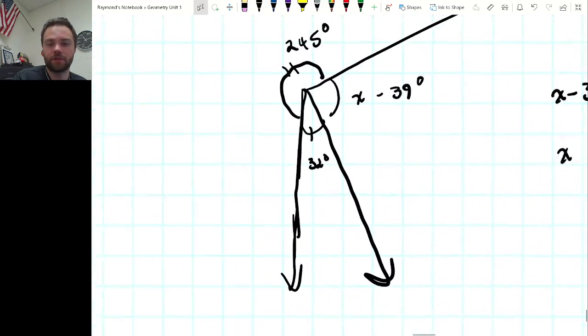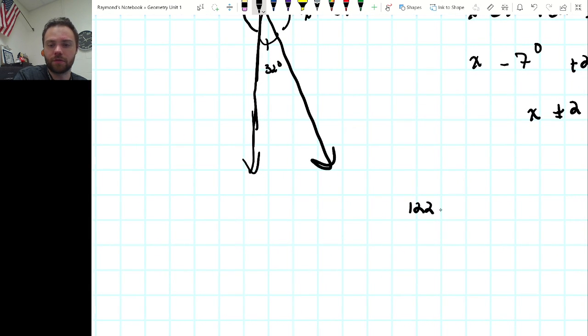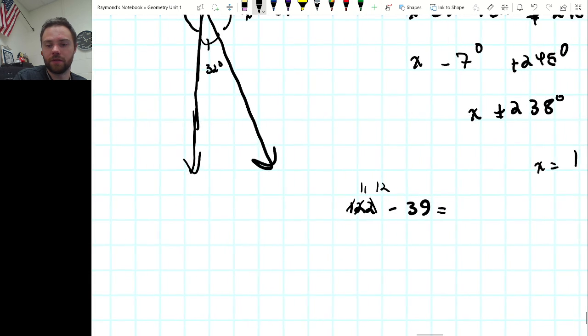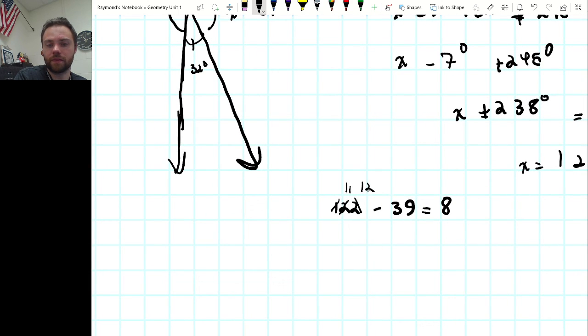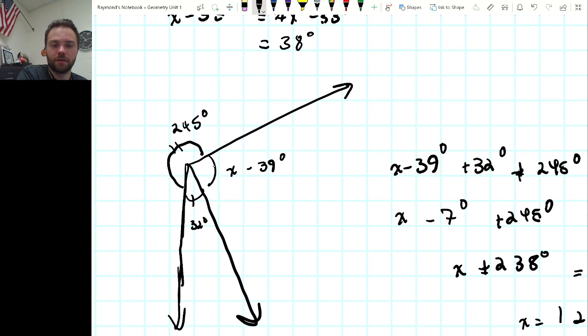And then I can find this degree measure and then I can check. So 122 minus 39. Yeah, borrow. 11 minus 3, that would be 8. And then 12 minus 9 is 3. So I get that this entire measure here, this 3-tick thing, is equal to 83 degrees. And that's it. That is it for angle addition.